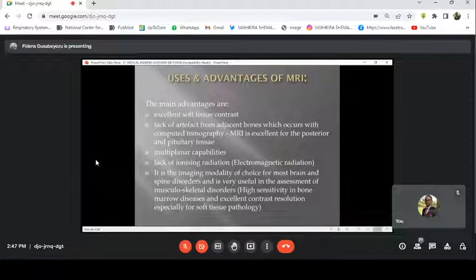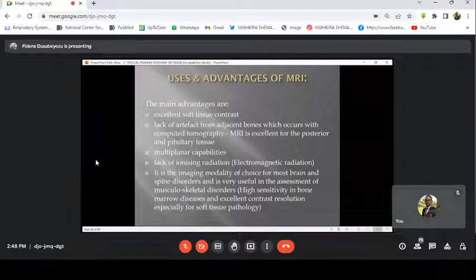Number 4, it doesn't have ionizing radiation. That one you know. Use magnet. Number 5, it is the imaging modality of choice for most brain and spine disorders, comparing to CT scan and other modalities.